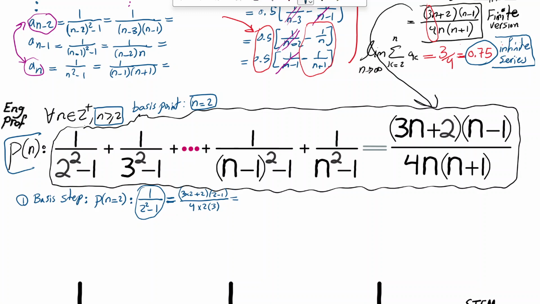So the left hand side is 1 over 3, and on the right hand side the numerator is 8 and the denominator is 24. So yes, there is a match. Therefore, as a conclusion, the basis step is correct. So this is logically correct.